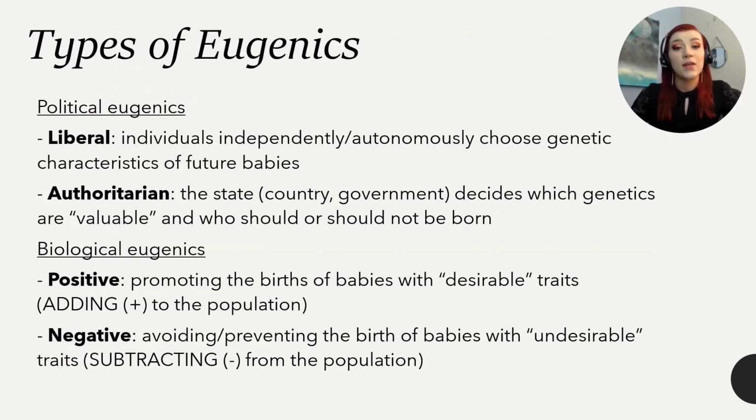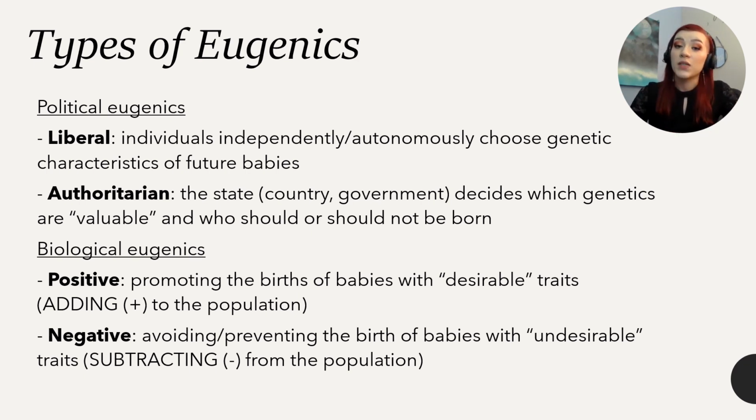There are a few different kinds of definitions that we can use in discussing different forms of eugenics. There is political eugenics as well as biological eugenics. Political eugenics includes liberal eugenics. In this case, individuals independently or autonomously choose genetic characteristics of future babies. So if you've heard about designer babies or people using genetic editing to create embryos with so-called desirable traits, that could be an example of liberal political eugenics.